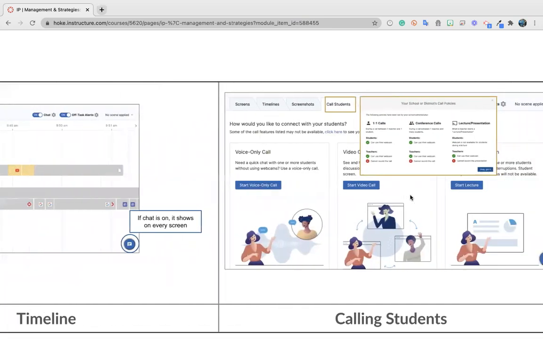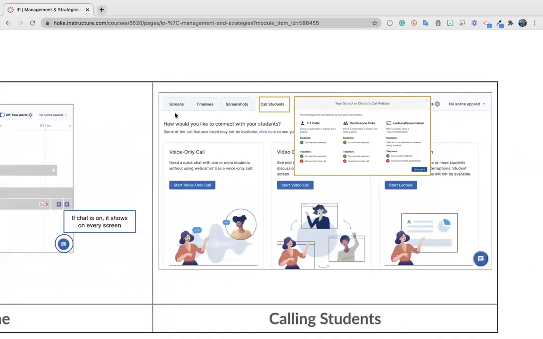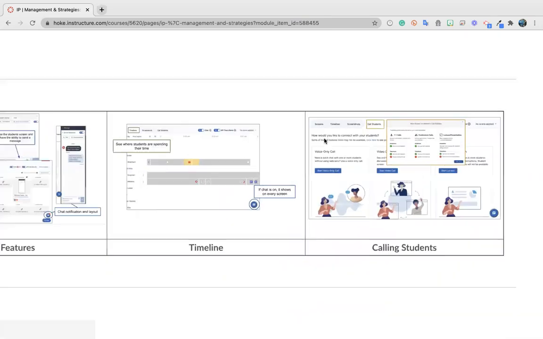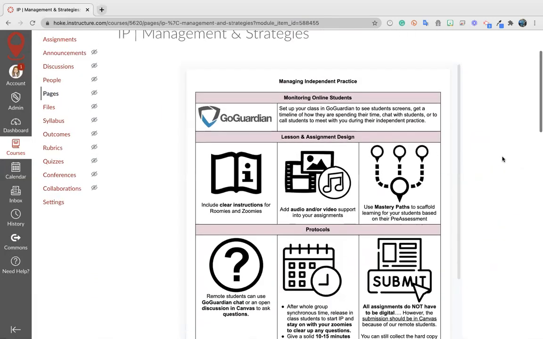And then remember calling students. So remember we went through screens, timelines. If you click call students, you can call one, or you can do a group of students. So GoGuardian is a wonderful way to manage your students. And remember, if you're doing whole group, you might use the Zoom chat, but we're encouraging letting those students go for independent practice. And if they need help, set up ways for them to get in touch with you. So that's a good way. GoGuardian can be used to monitor really both your in class and your at home students.